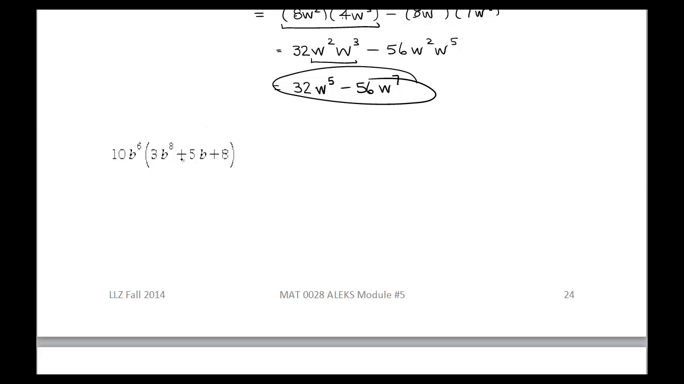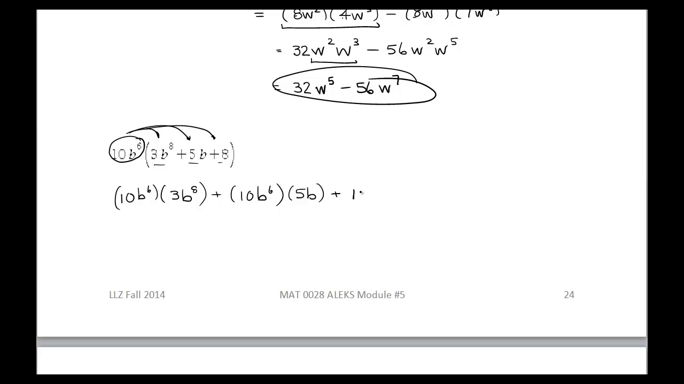Here I have three terms inside, right? So it's no different. I take everything on the outside here and multiply it to each term on the inside of my parentheses, and I remove my parentheses. So I have 10b to the sixth times 3b to the eighth, plus 10b to the sixth times 5b, plus 10b to the 6th times 8.